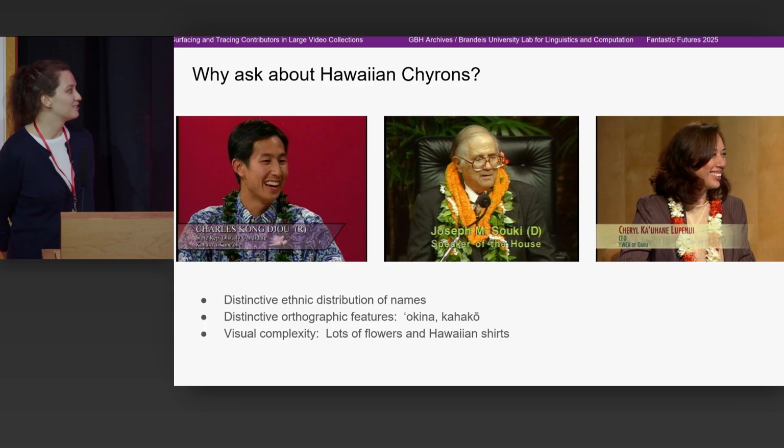And as we were exploring the data, we discovered that another challenge might be due to the visual complexity of these frames. So we have Hawaiian shirts with a lot of visual noise and flowers, leis that kind of create a sort of captcha-like image from these chyrons.